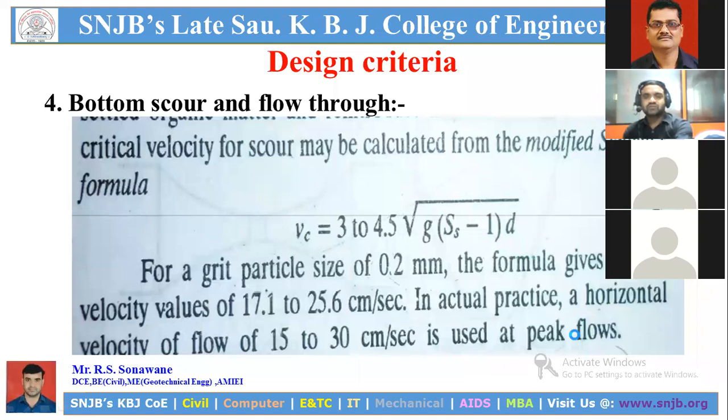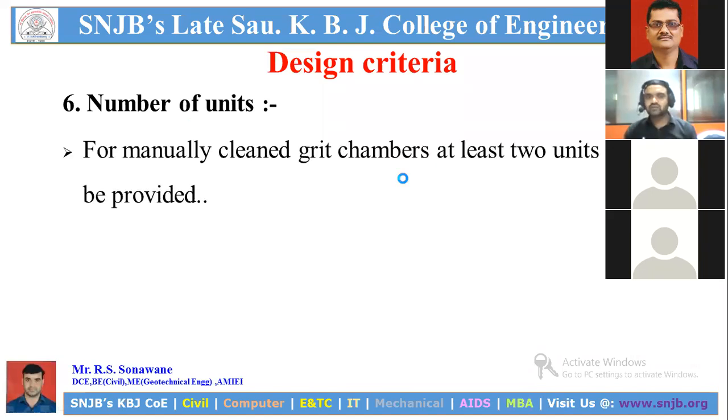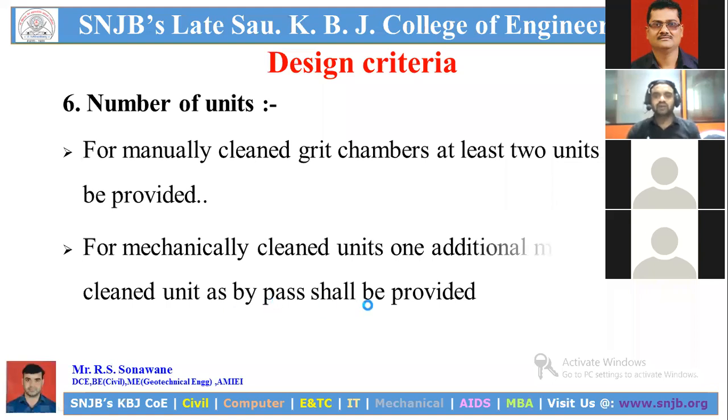Now, the sixth criterion is number of units. For a manually cleaned grit chamber, at least 2 units shall be provided. For manually cleaned grit chambers, you must select 2 units. For mechanically cleaned units, 1 additional manually cleaned unit as a bypass shall be provided. So if you consider mechanical cleaning, we require another 1 unit for the bypass. So 3 units should be considered for a grit chamber.